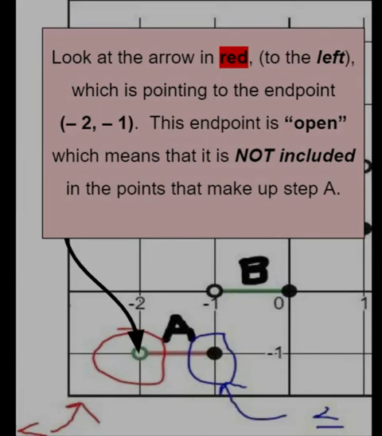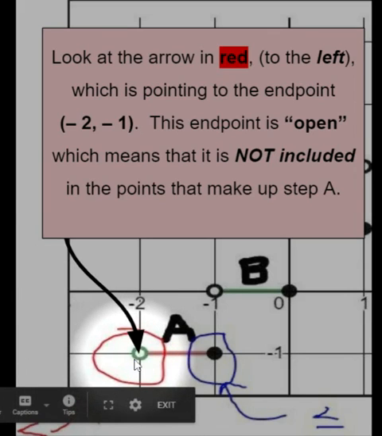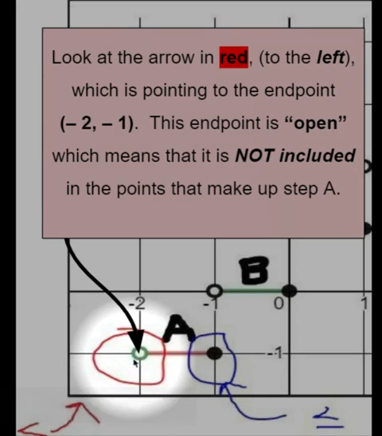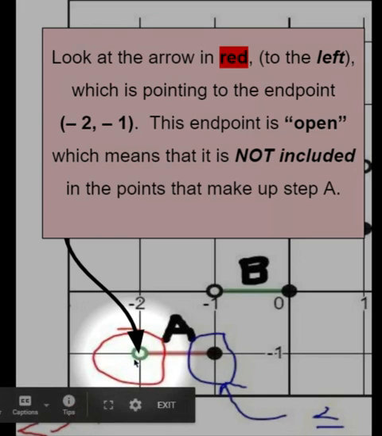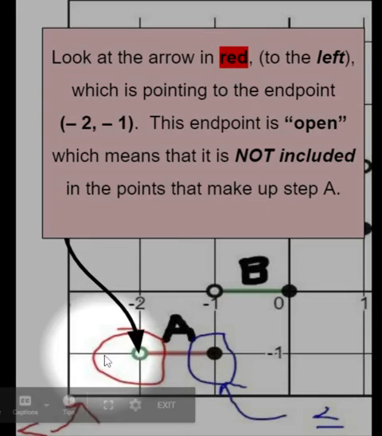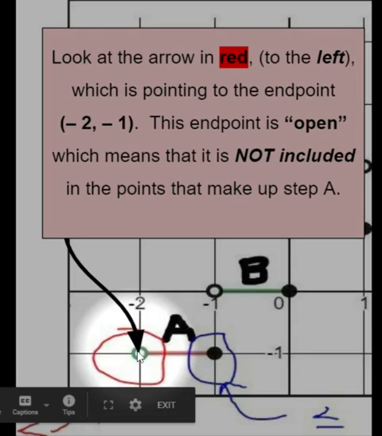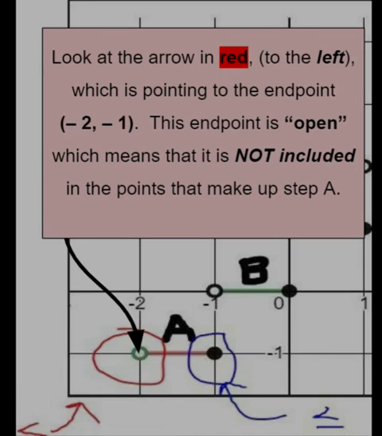Okay, so look at the arrow in red to the left, which is pointing to the endpoint (-2, -1). This endpoint is open, which means that it is not included in the points that make up step A. So you can see it's open, it's not colored in, so it's not part. (-2, -1) is not part of this step. And therefore, you can give it a less than sign, like you can see in red at the bottom of the page. That's a less than sign for the red.